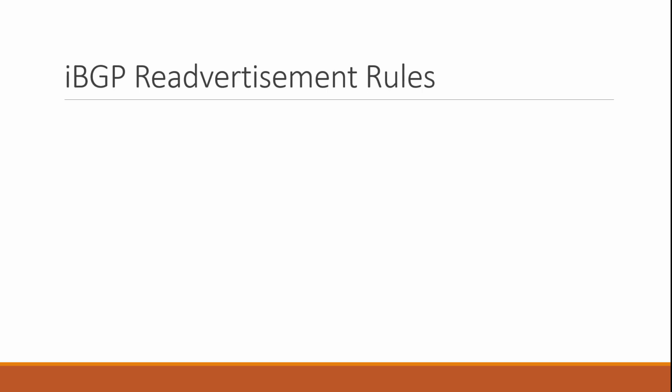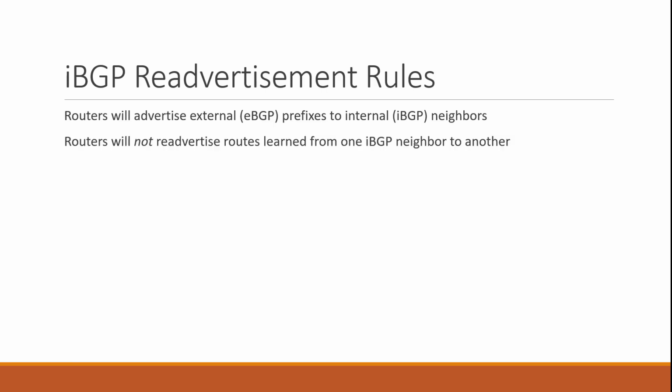The answer is simple: just don't re-advertise. BGP by default has a re-advertisement rule for prefixes learned from iBGP or internal BGP neighbors. The rule is to not re-advertise an iBGP learned network to another iBGP neighbor. This way we can break the loop. So, to summarize, routers will advertise eBGP prefixes to iBGP neighbors. Routers will not advertise routes they've learned from one iBGP neighbor to another.